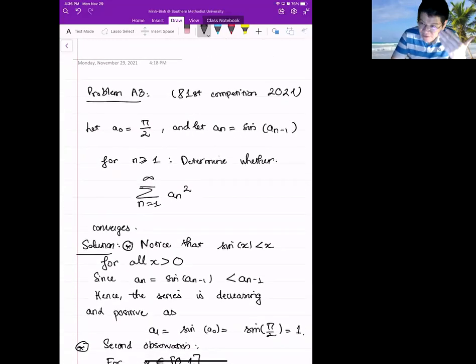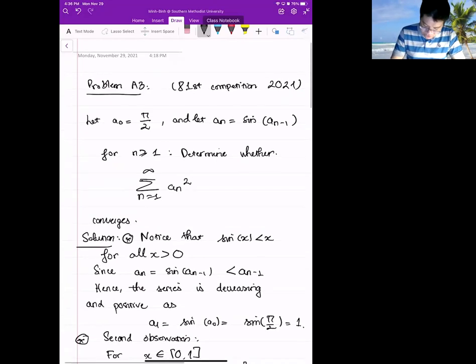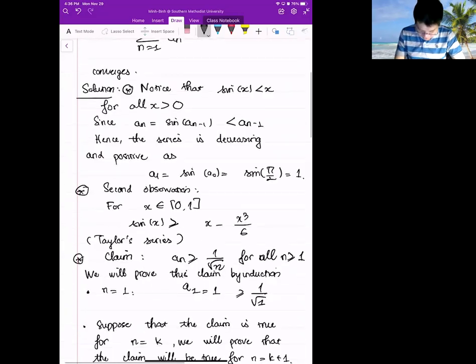So I explain again. In this first example, I consider problem A3 in the 81 competition. In this problem, you consider a_0 to be pi over 2 and you define a_n to be sine of a_{n-1}. You have to determine whether the sum when n is going from 1 to infinity of a_n squared diverges or converges. The key of this is the lower bound. You look into a_n, which is sine of a_{n-1}, and you want to prove a lower bound for a_n. So the key will be this lower bound.